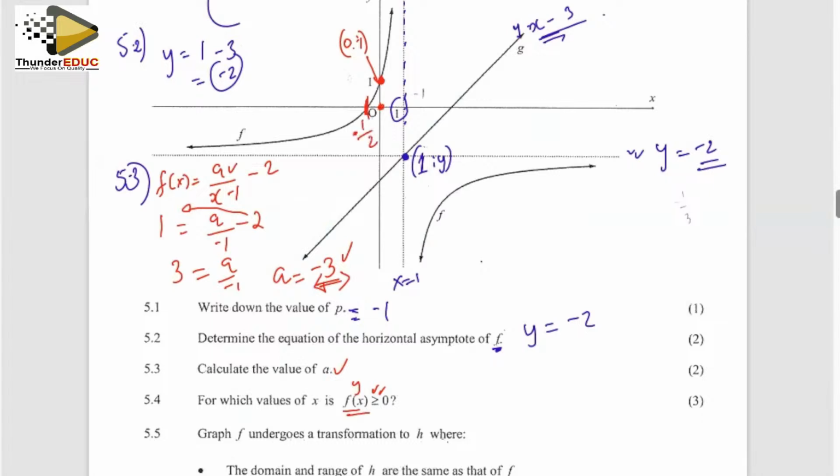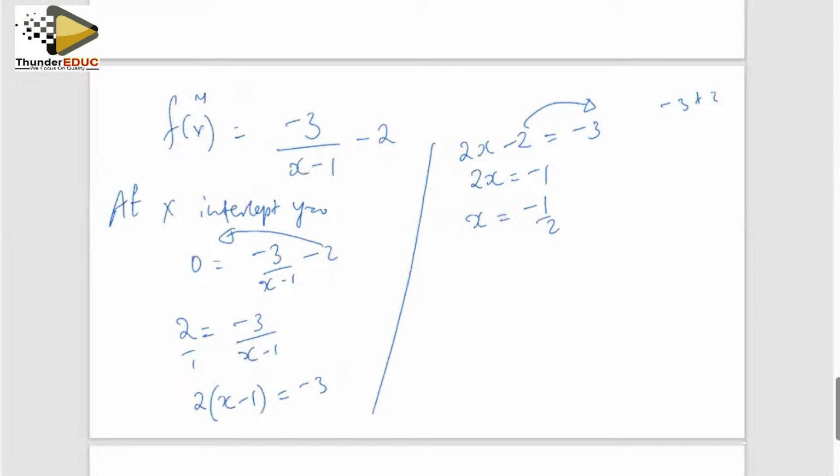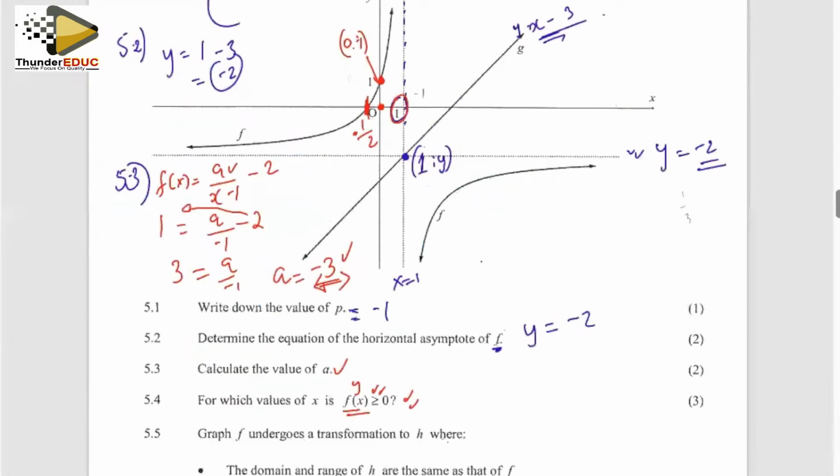This origin is here, the O. Now, since they want the values of x for which the graph is above the x-axis, greater or equal to 0, from this point, between this point and that point, the graph is going to be above. But remember, the graph cannot touch this one. So I'm going to say negative a half is less or equal to x is less than 1. Okay, it can touch the negative a half, but it cannot touch the positive 1 of the x.